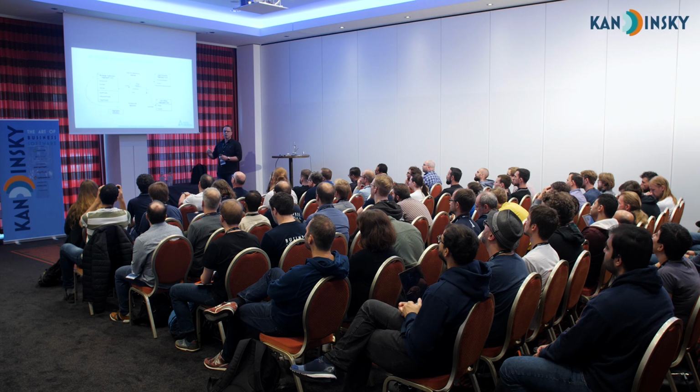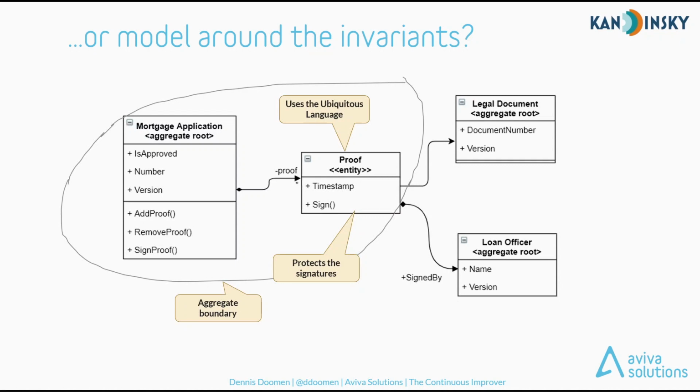You cannot actually update, and it uses optimistic concurrency. That's why there's a version on the mortgage application, a version property. It protects the signatures. And it just has a reference to a legal document and a reference to a loan officer. And this is difficult because you're actually changing your domain, the way you model your entities, based on the invariants the system has to protect.